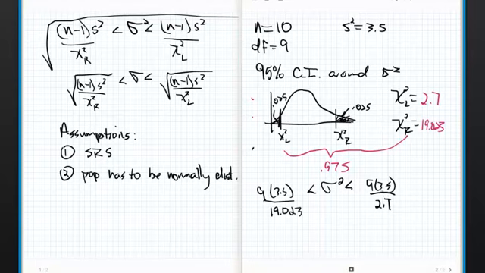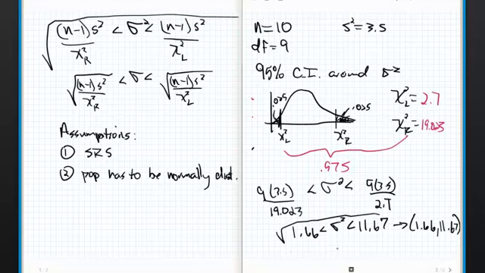And then I'm going to throw this in my calculator. Let's see, 9 times 3.5 divided by 19.023, and I end up with 1.66 less than sigma squared is less than the second entry, and divide by 2.7, and I end up with 11.67. All right, and if I wanted to write a confidence interval, I would write this as 1.66 to 11.67.